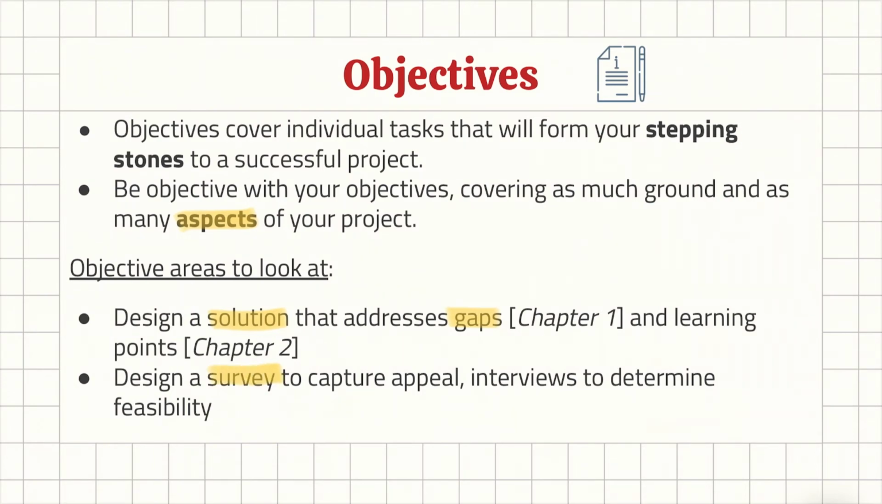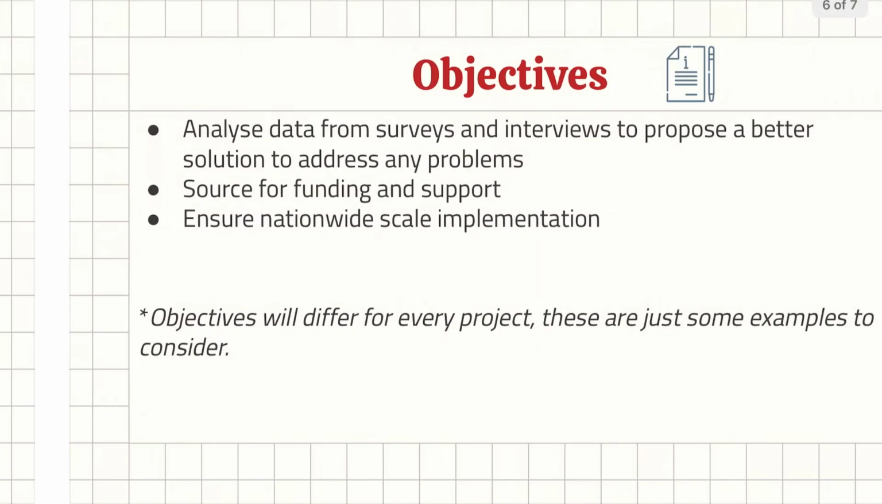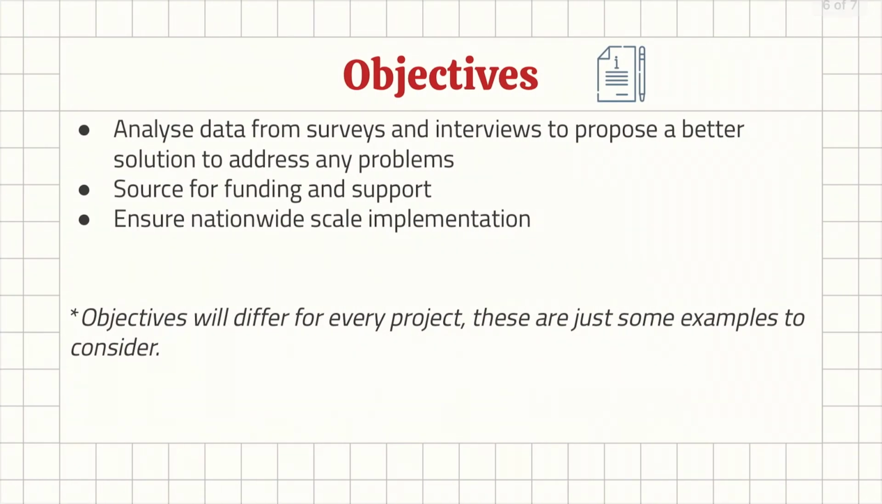The next one could be to design a survey to capture appeal, and interviews to determine the feasibility of the entire project. This looks at an objective. We want to achieve this so that we can see if our project actually makes sense or is appealing to the eyes of the public, to people who have been in this profession. You can also choose to analyze data from surveys and interviews to propose a better solution to address any problem. So this is the part on analyzing. When you have the data that you've collected, how do you analyze it such that it is of value, so you can make sense out of this data.